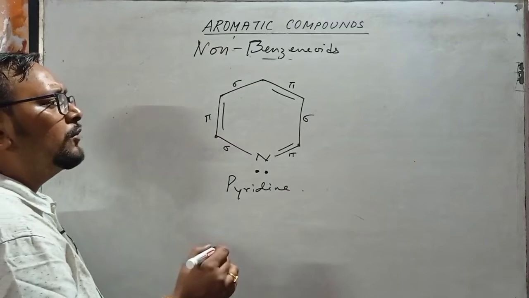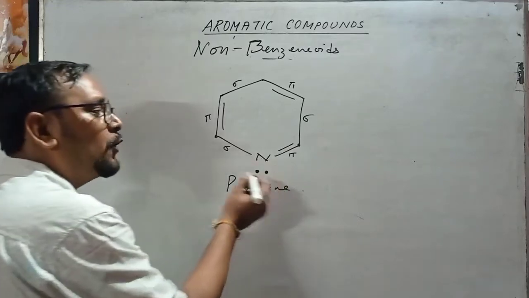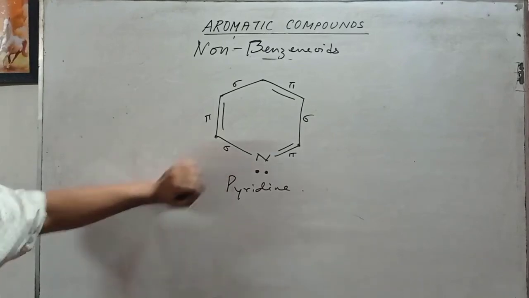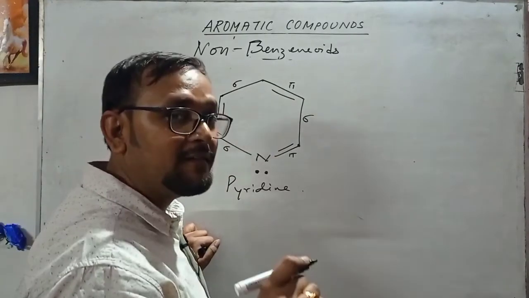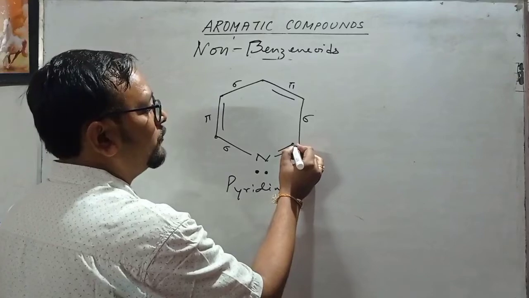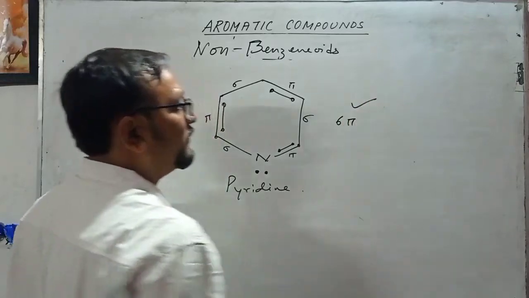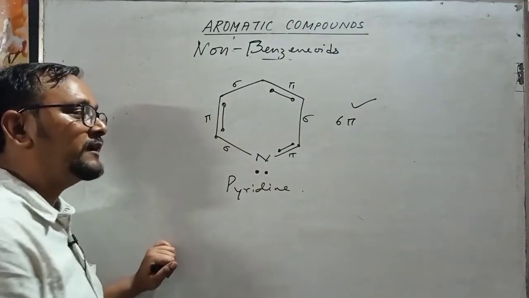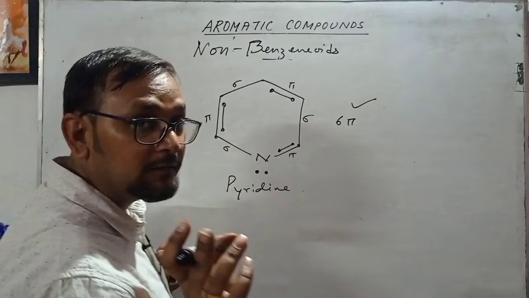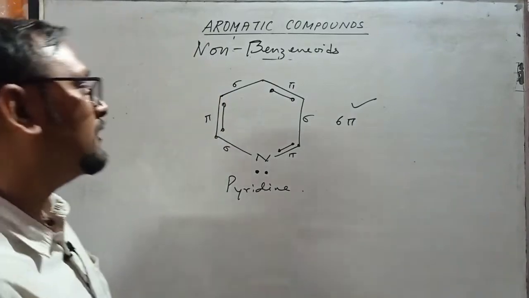Now, interestingly, this lone pair this time is outside. So you cannot consider it as a pi electron. Okay, so in case of pyridine, how many pi electrons? 1, 2, 3, 4, 5, 6. So 6 pi electrons, which satisfy Huckel's rule, and all the conditions are also satisfied. So this is an aromatic compound and non-benzenoid. Clear all of you?